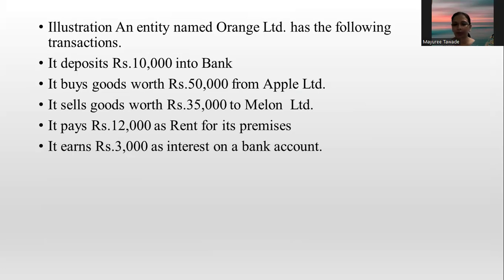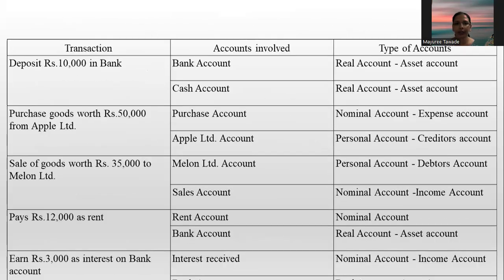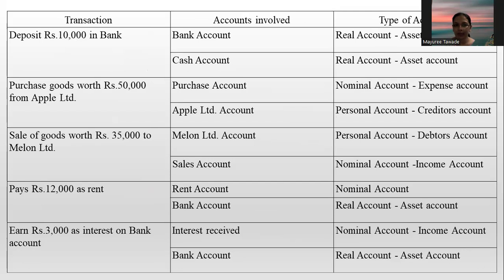So let us see the explanation of the transaction. The account involved is the bank account because bank is the receiver here, and in the next context, cash is going out from the business. Both are real accounts. So what is coming in and what is going out.